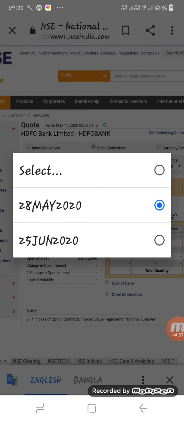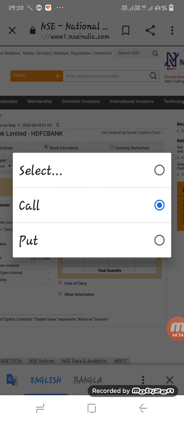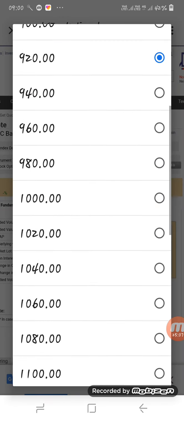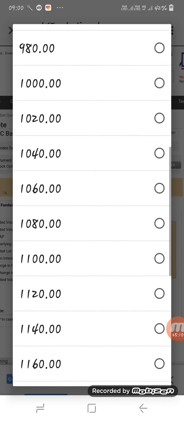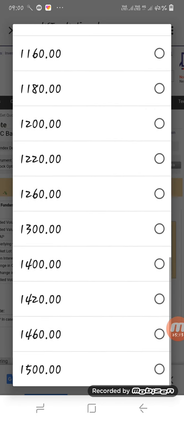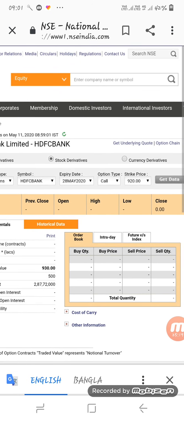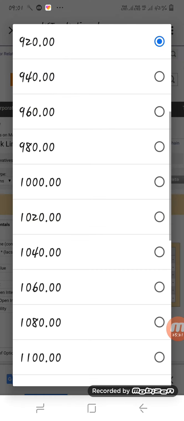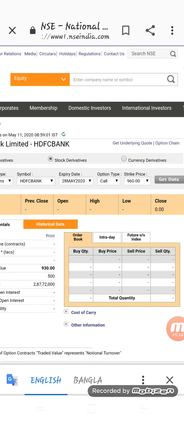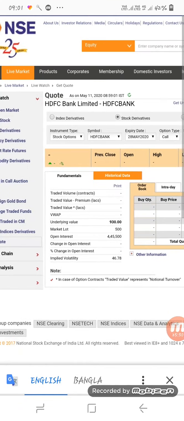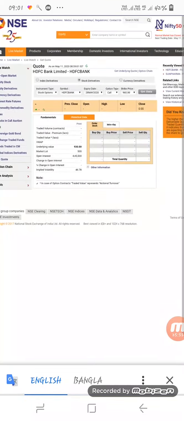There are other expiry dates also, as I've explained. And if you think the share price will increase, you choose call. If you think it will decrease, you choose put. So since we are thinking it will increase, we are selecting call option. And you can select the strike price out here. Sorry, what was the spot price out here? Okay, the spot price was something like 920. So let us select 960. You can select get data. So this is how it works, since there's no information out here.